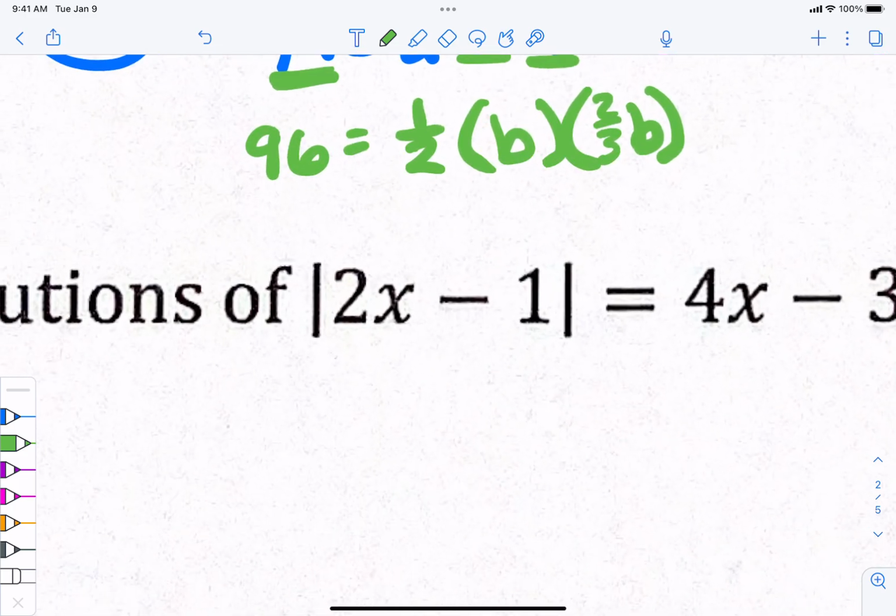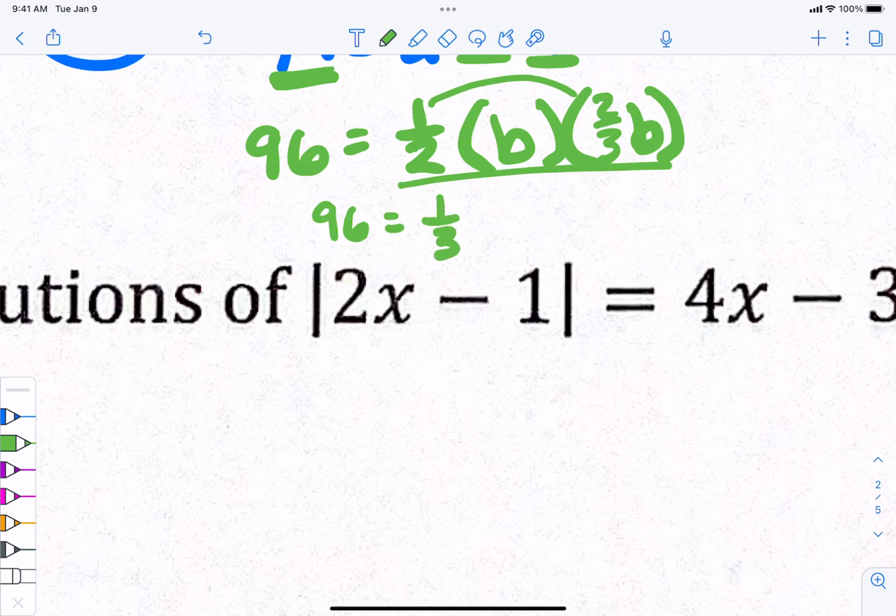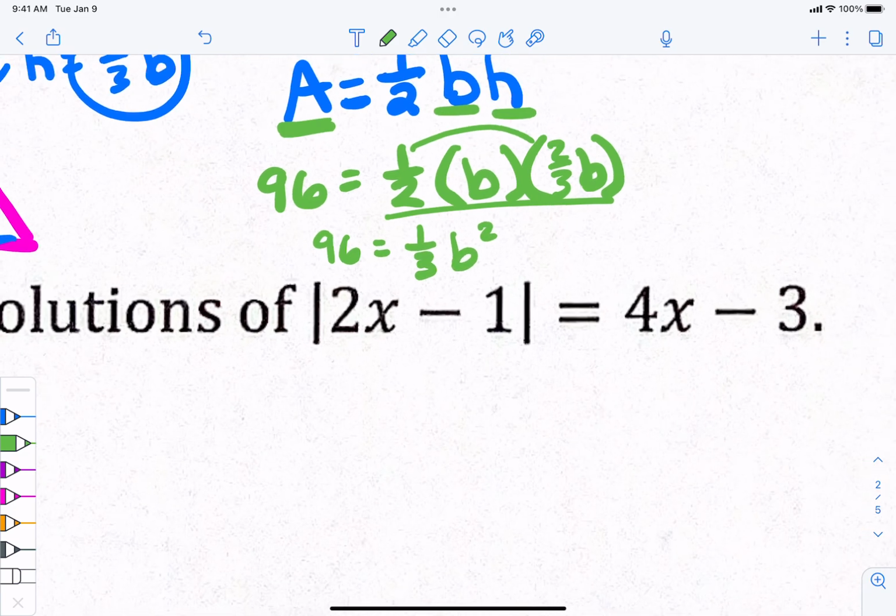Okay. All right, so I've got 96 equals. I'm going to combine all this stuff together. You can take a half times 2/3. What does that make? 1/3, right? Okay, 1/3, and B times B is B squared. Okay, then what?